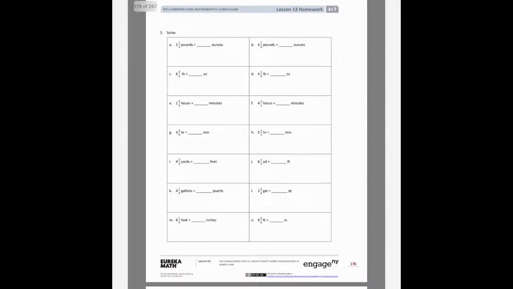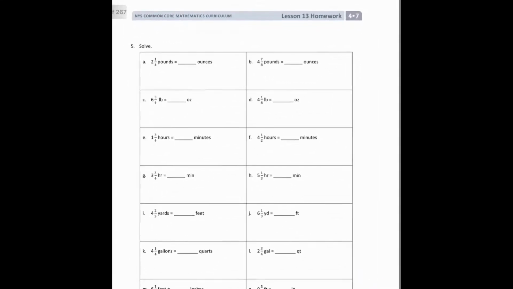Here we're not going to use any of the tape diagrams just because A, we don't have enough space, and B, that takes a long time when we know how to make it a little bit faster. So we're going to start off with A. We have 2 1/4 pounds is how many ounces? This is just like what we did last night. We know that there's 16 ounces in 1 pound. And so I'm going to be able to convert that down here on part A.